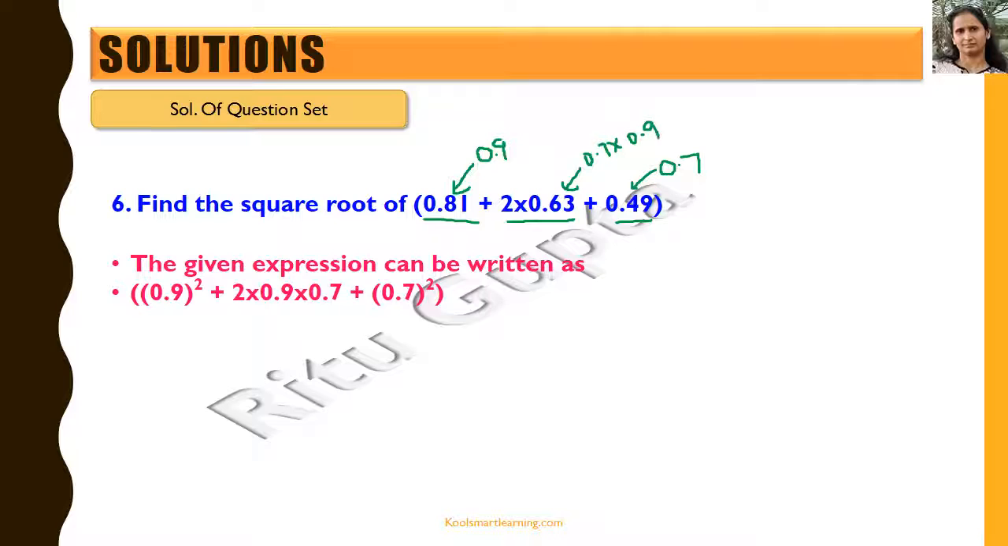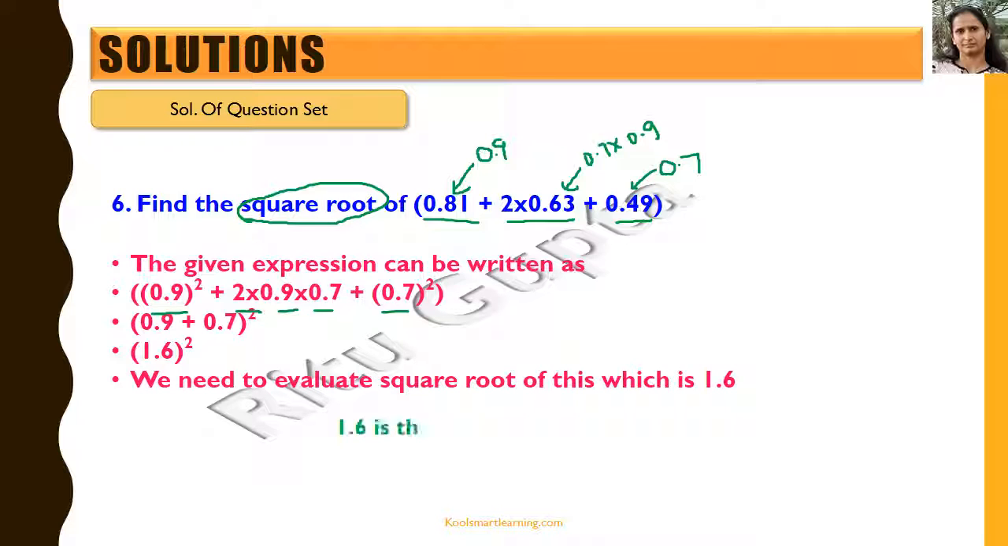0.9. So if we can write this equation in the form 0.9 square plus 2 into 0.9 into 0.7 plus 0.7 square, then we get this as an identity a square plus 2ab plus b square, which is equal to a plus b whole square. So we get 0.9 plus 0.7 whole square. Now that becomes 1.6 whole square, and we need to find the square root of this, which will be 1.6. So that is the answer for this question.